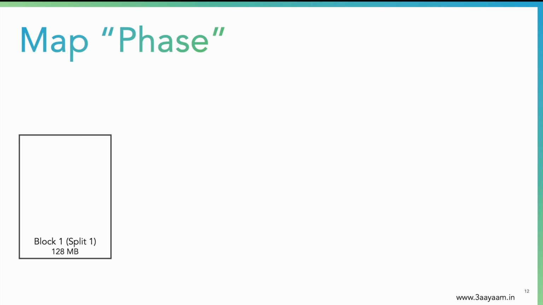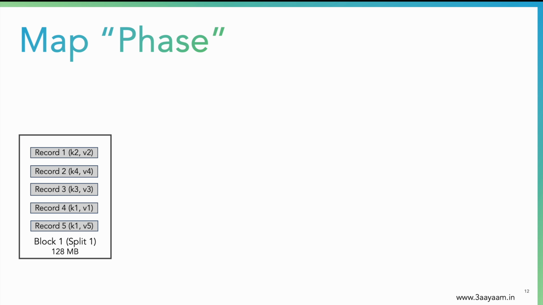when the CPU becomes available. Alright, so what happens is that a single block contains multiple records, right? That I showed you in the HDFS slide. So let's say for simplicity's sake, this particular block has only 5 records with certain keys and certain values. Now what is this key for each individual record?